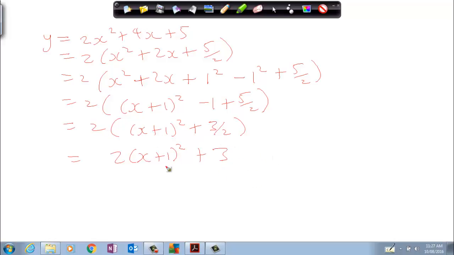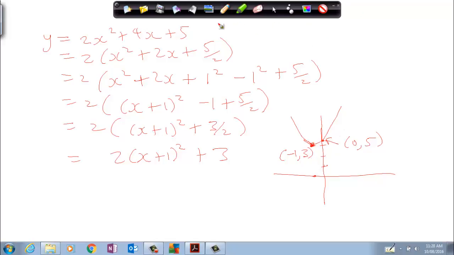So now we can see that the vertex is minus 1, 3. So the graph would look like this, minus 1 and then up 3. So I'd be sitting there. It's a positive a value, so it actually comes down and comes back up like that. Once again, you can find the y-intercept there by putting 0. If you put 0 there, you'll have 1 squared times 2. That's 2 plus 3 is 5, so that's 0, 5. And the vertex is minus 1, 3.